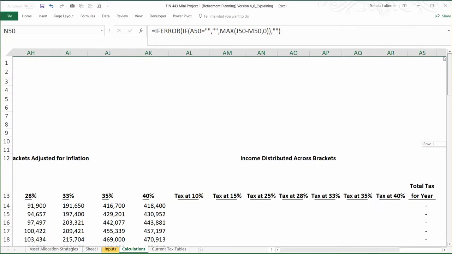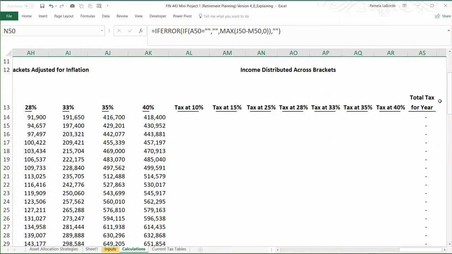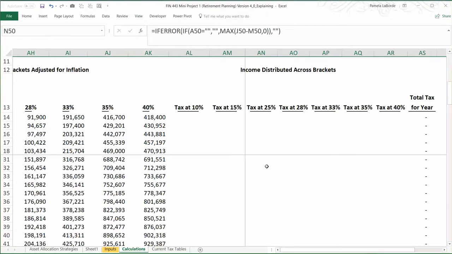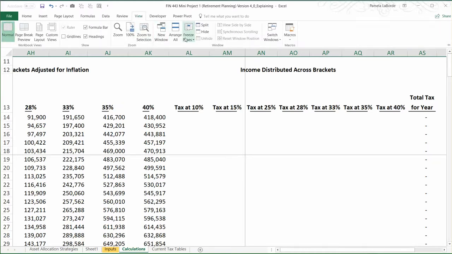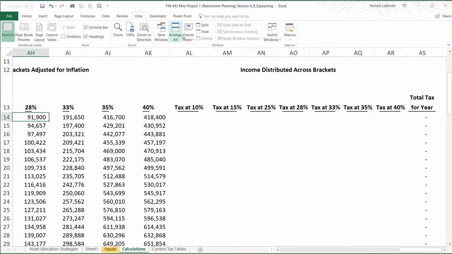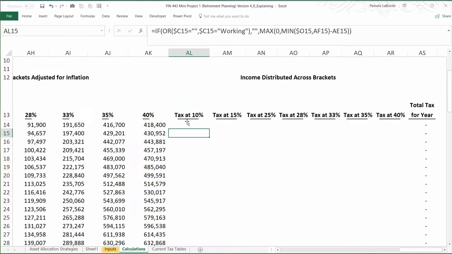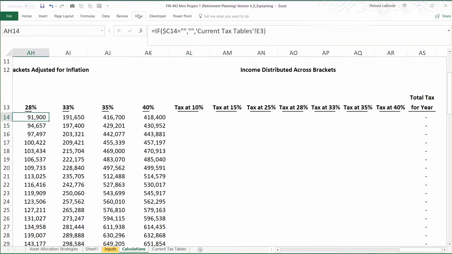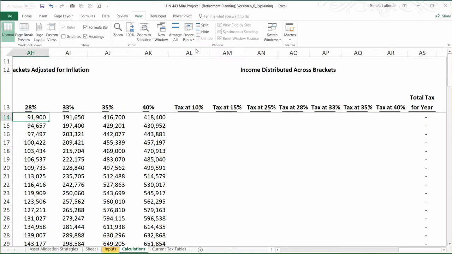And I guess I will freeze my panes so you can see that a little easier. Well, that's not where I wanted to freeze them. I don't know why it did it that way. Gotta put my cursor here. Well, what the heck is going on? I don't know why it's not doing what I want. There we go.